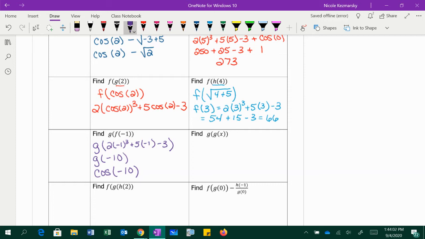G of x. I didn't put a number in this one, and that may have been an accident, but we're going to give this one a shot again. So g of x, I'm going to start with the g of x here. So we're going to do g of cosine of x. And then g of cosine of x means we're doing cosine of x, and that x is cosine of x.